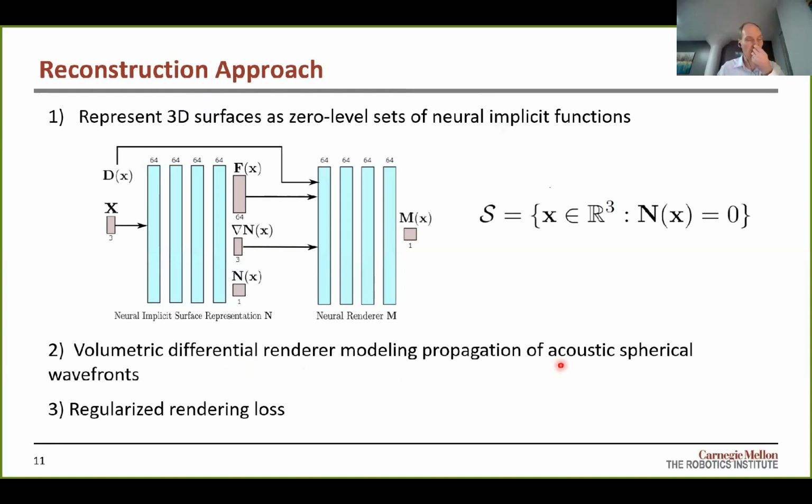So you can think of acoustics as wavefronts emanating from a certain point, but you can also, in the propagation at any given point, do the same thing again. And from there, it's again a spherical propagation of the wavefront. And so with this model, it's possible to define this volumetric differentiable renderer. And then finally, we need some regularization to get good surfaces, as usual with NeRF models.